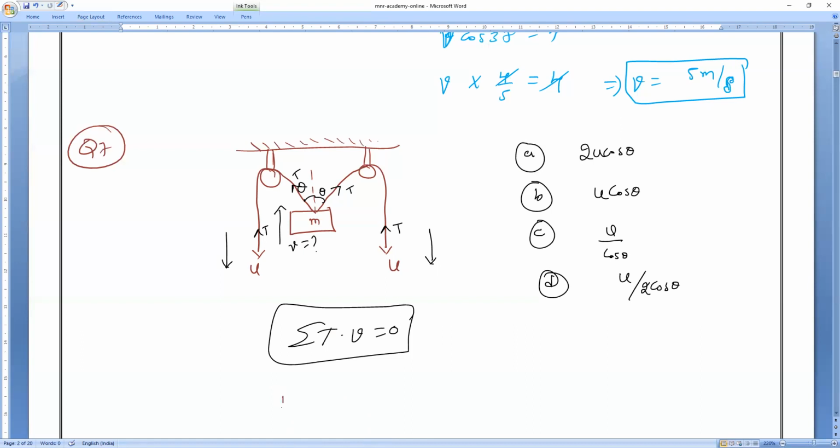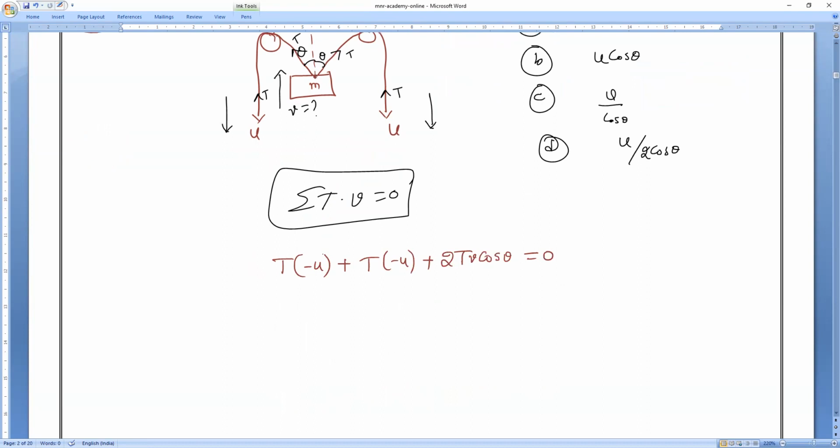So you can apply the formula now. First, T into velocity: it is acting in the downward direction, so both are opposite, so minus u. Next, tension is upward, velocity is downwards, so this is also T into minus u. Here velocity is upward and tension is in the same direction. How many tensions is this body experiencing? Two tensions. So 2T V cos theta. Clear, everybody? Solve this equation and tell me what the final velocity V is.